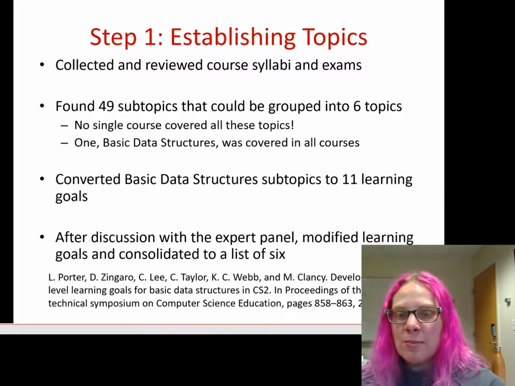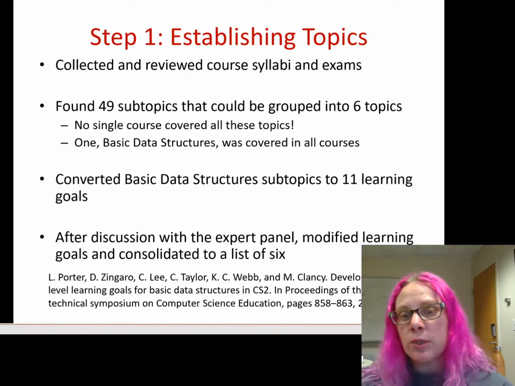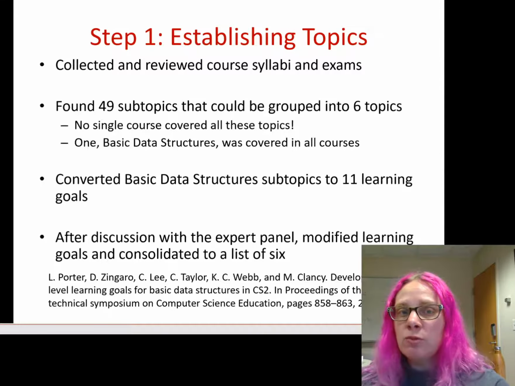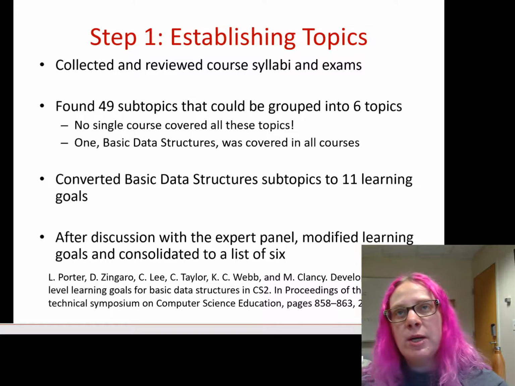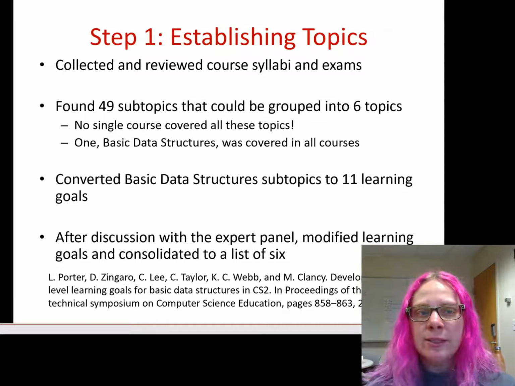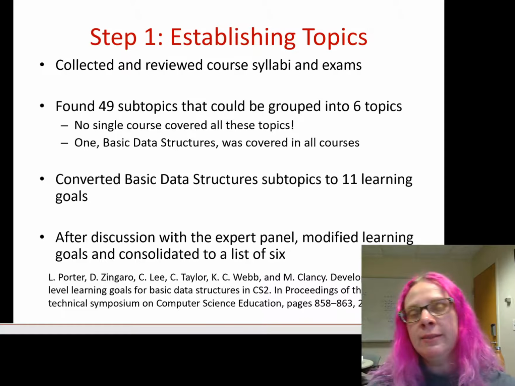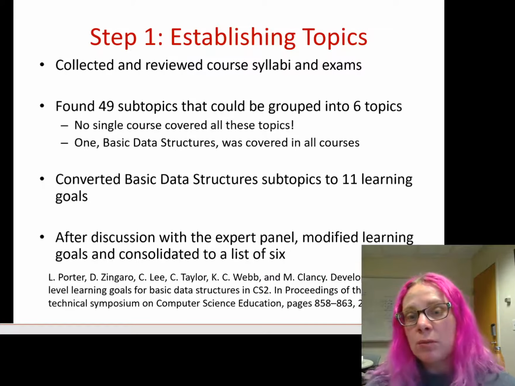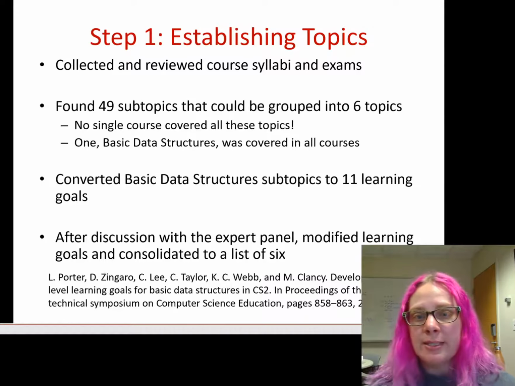So our first step in the classic Adams and Wyman steps was to establish topics. And in order to do this, we first collected and reviewed course syllabi and exams from as many people as we could. So this included all of our course syllabi and exams, as well as those from our expert panel. And reviewing these, we found 49 subtopics that we grouped into 6 topics. So here a subtopic would be something like inheritance, or say linked lists. A topic would be something like object-oriented programming or basic data structures.